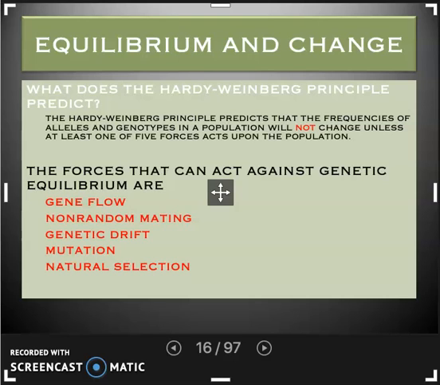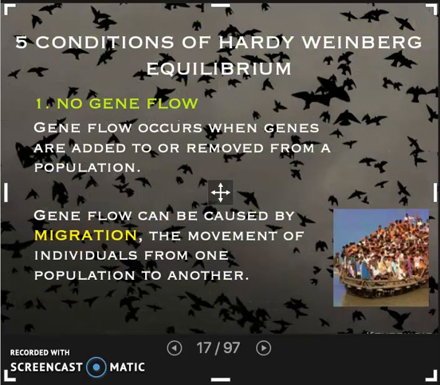It never really happens, but we can use that model to make predictions about what is happening in real populations. So there are 5 conditions required to meet Hardy-Weinberg equilibrium. Number 1 is no gene flow. If I have a population, I can't have new individuals coming or certain individuals leaving, because that would upset my equilibrium. Makes sense? I would be taking alleles away, or adding alleles to the population. I can't do that. So the first condition of Hardy-Weinberg is no gene flow.